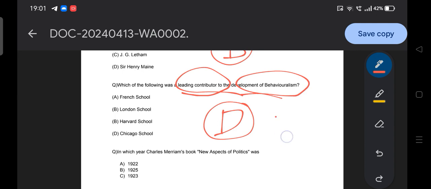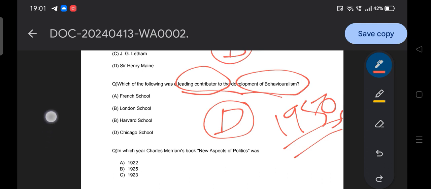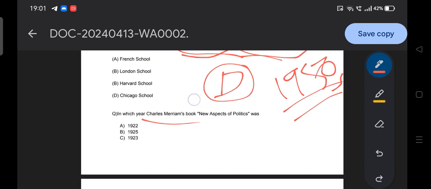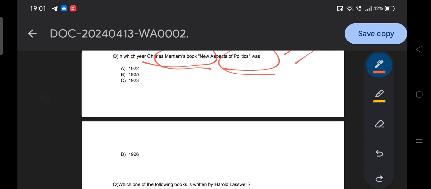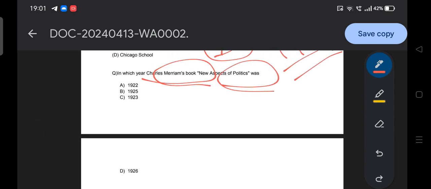As we know, this study started in the 1950s. Okay, and Charles E. Merriam is considered the intellectual father of behavioralism, who wrote the book New Aspects of Politics. We will discuss here also a question: in which year was Charles Merriam's book New Aspects of Politics written? Okay, so 22, 25, 23, 26. What is the answer? You can provide the answer, but the correct answer of this question, hope you all know, is option B.